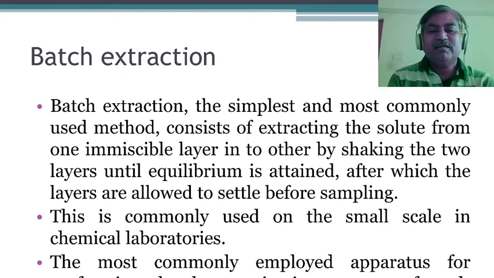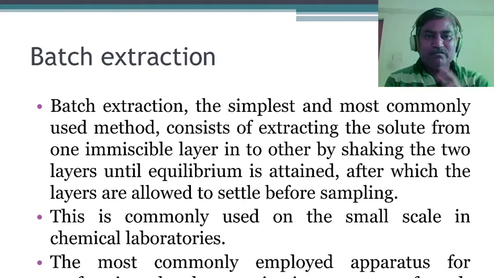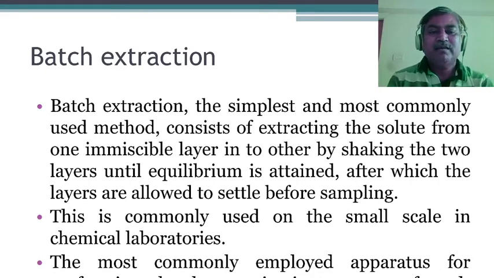It consists of extracting the solute from one immiscible layer into the other by shaking the two layers until equilibrium is attained. Keep shaking, stop after equilibrium is set, and the two layers will separate, after which the layer is allowed to settle before sampling. So this is a single batch. Batch-wise functioning is carried out. This is the most commonly used method on a small scale in the chemical laboratory.